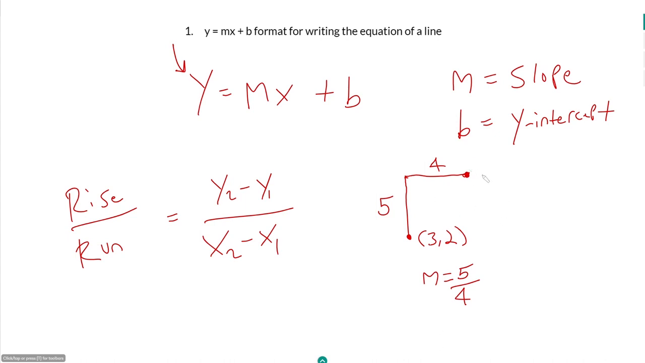And so what would this be? Up 5 gets you from 2 to 7. And over 4, that should also give your next coordinate of 7. This would be 7, 7. And then based on this, you can draw your line, or at least a rough idea of what your line would look like.